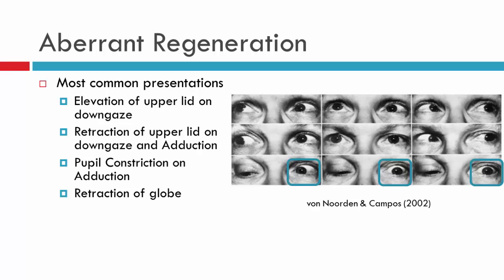We can also see pupil constriction on adduction. So it's not normal to see pupil constriction during ocular movements. We see it on accommodation in terms of when we look from far to near, or we see it as a light response. But now what can happen is you could actually have the pupil constricting on adduction. Again, we're getting co-innervation here to the sphincter pupillae and to the medial rectus. And we can see retraction of the globe in some positions of gaze as well.